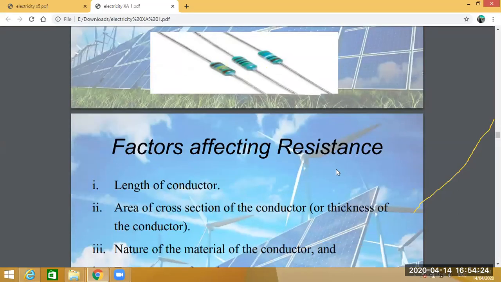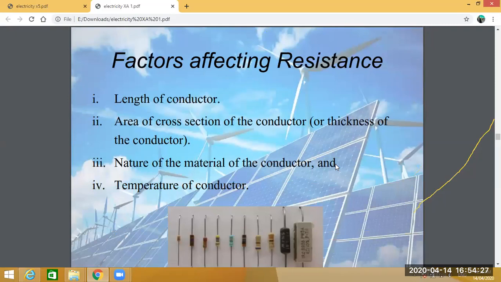Now, come to another point, factors affecting resistance.